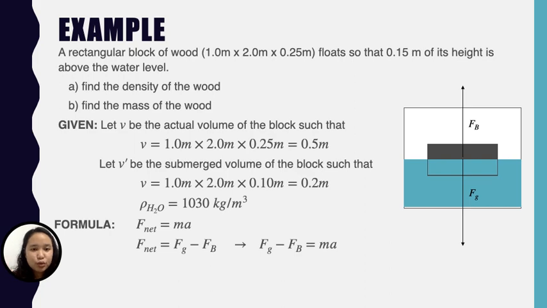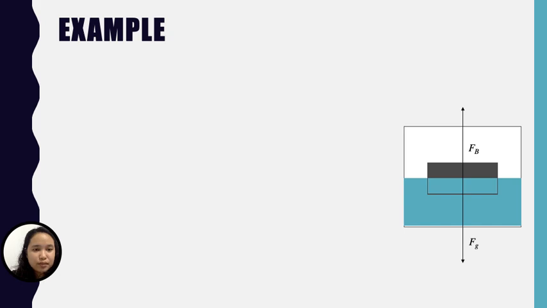So Fg minus Fb is equal to ma. But since our acceleration is 0, we can just cancel ma out, and you are left with Fg minus Fb is equal to 0. Next, we just transfer one term to the other side. We have Fg equals Fb, or your force of gravity is equal to the buoyant force.